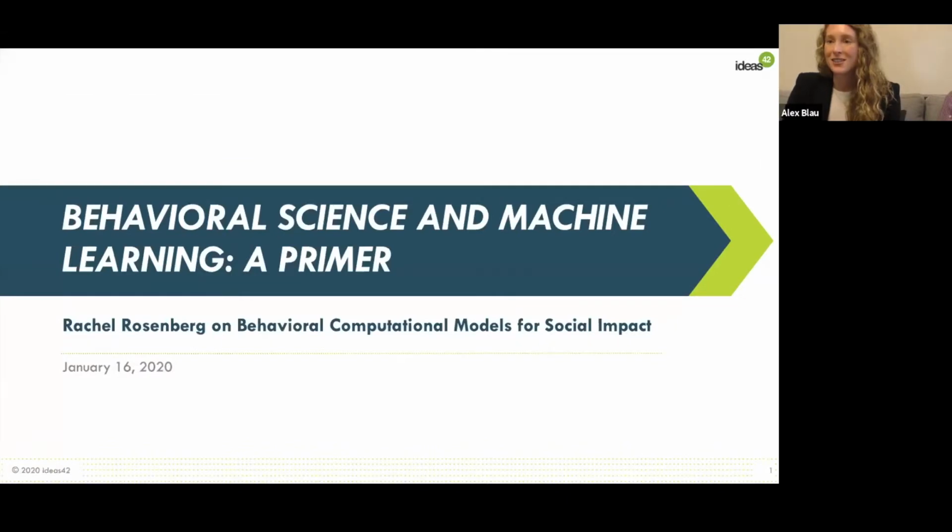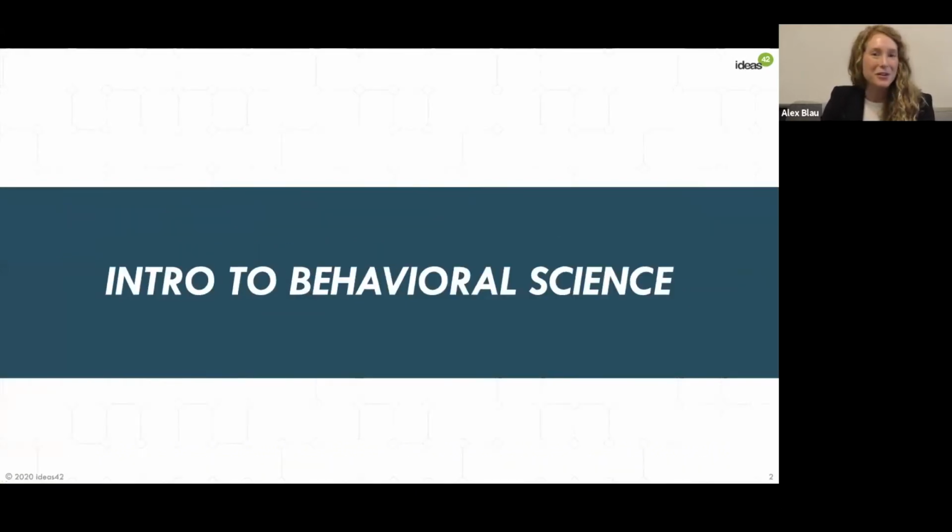Great. Looks like we're going. So this is a presentation on behavioral science and machine learning. And the idea is to give you a primer about how we're combining those two fields to add social impact. In addition to that, we'll talk a little bit about ethical perspectives and applications of machine learning, especially as it relates to social problems. But before we do that, I want to do a quick introduction to behavioral science.